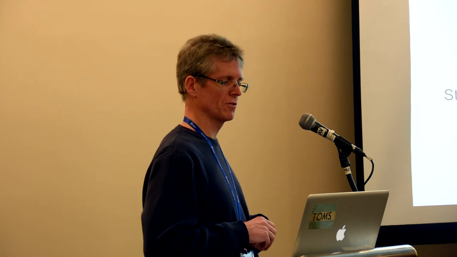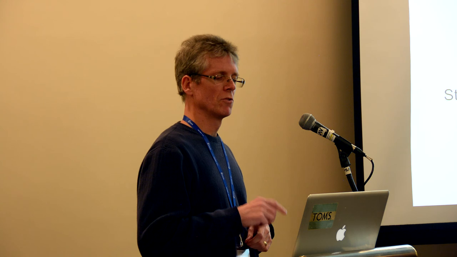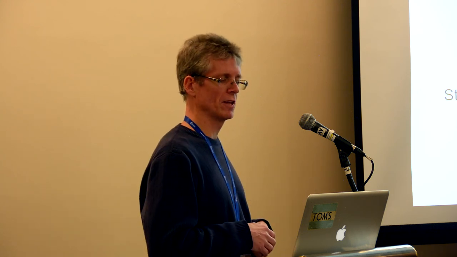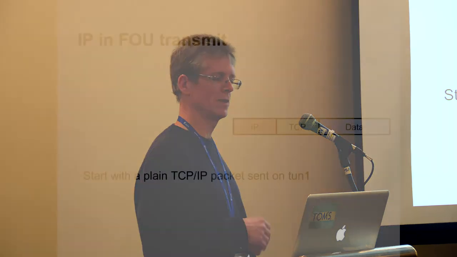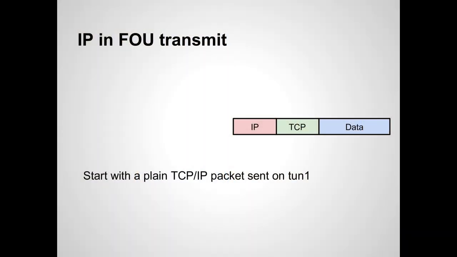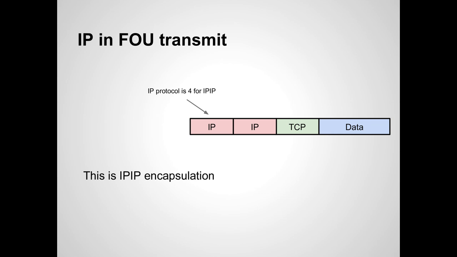So how this looks at the protocol layer. We will start by sending a packet on the tunnel interface. So this is a normal IP TCP packet. So this is IP in IP, technically. So logically, we'll insert an IP header in front where the IP protocol is for IP. So this looks just like an IPIP.